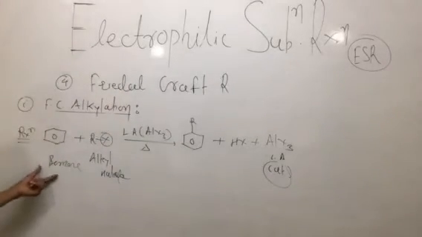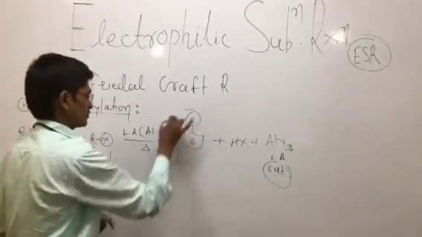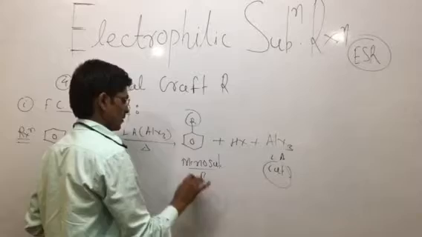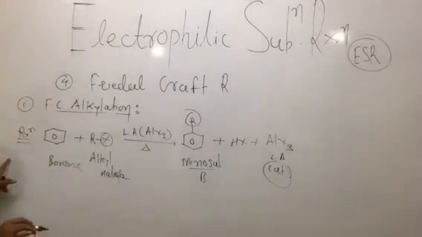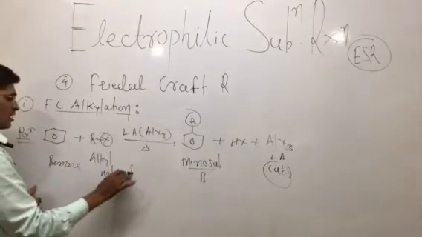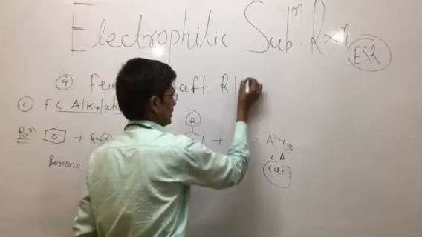So what happened here? The benzene molecule is treated with alkyl halide in presence of the Lewis acid, forming a monosubstituted benzene. Here instead of a general alkyl halide we can use CH3Cl or CH3Br. We can use this alkyl halide.